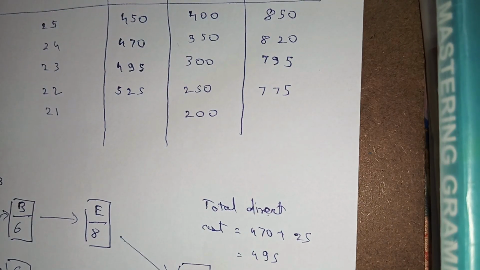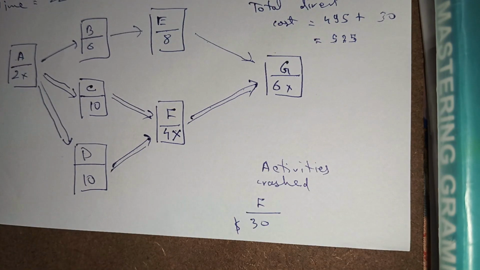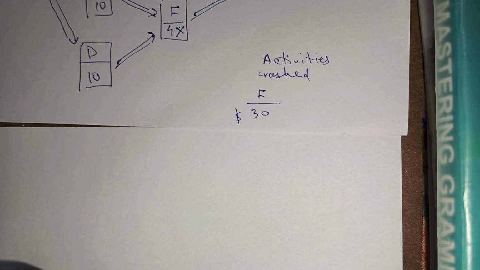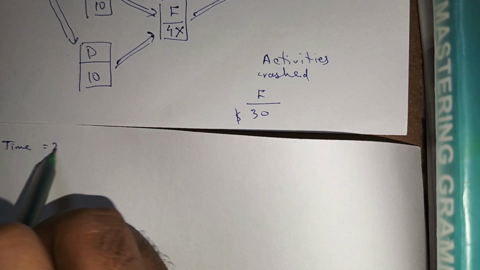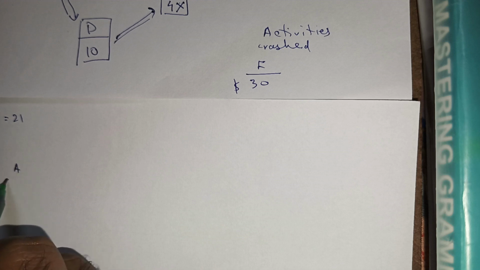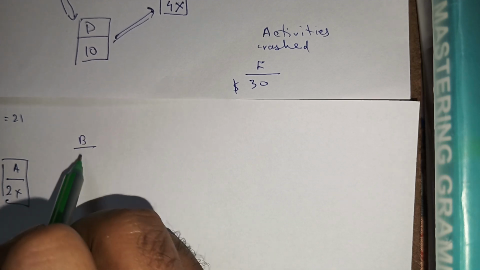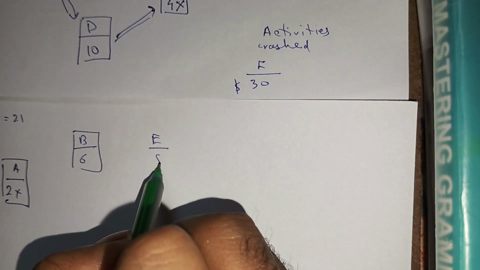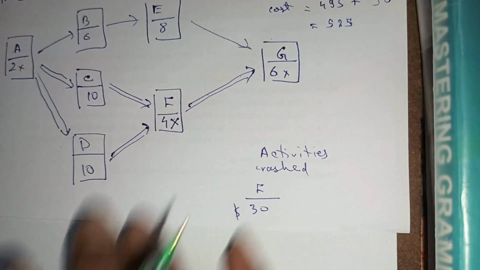Okay, again same process, we will try to reduce the time duration by 1 day. Okay, so our task is to reduce the project time by 1 day and make it 21 days. So same process, A 2x, B 6, E 8. Or before proceeding, we forgot one step.